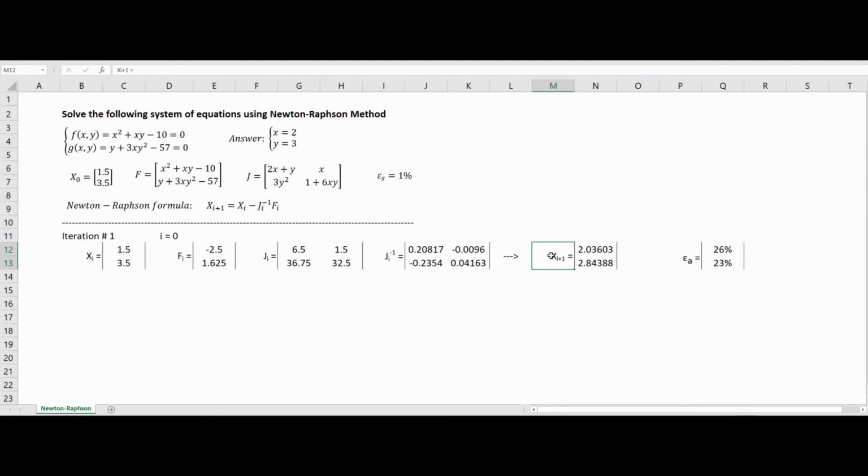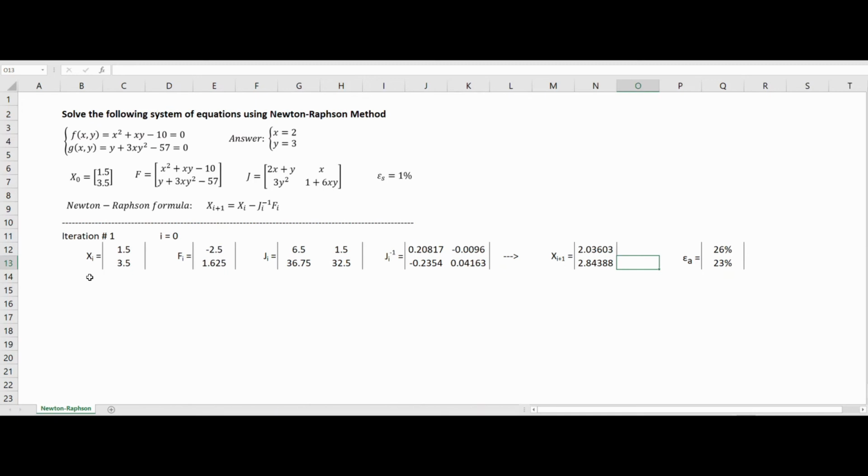Next, we have to calculate the xi plus 1, which is our next estimate of the solution. And for that, we are using the Newton-Raphson formula that we derived. Again, for calculating this matrix, you can use matrix operation or you can do it manually. I've done it manually, but either way it works. And these are the errors for x and y. And you see that both of them are larger than our pre-specified tolerance, so we have to continue the iteration.